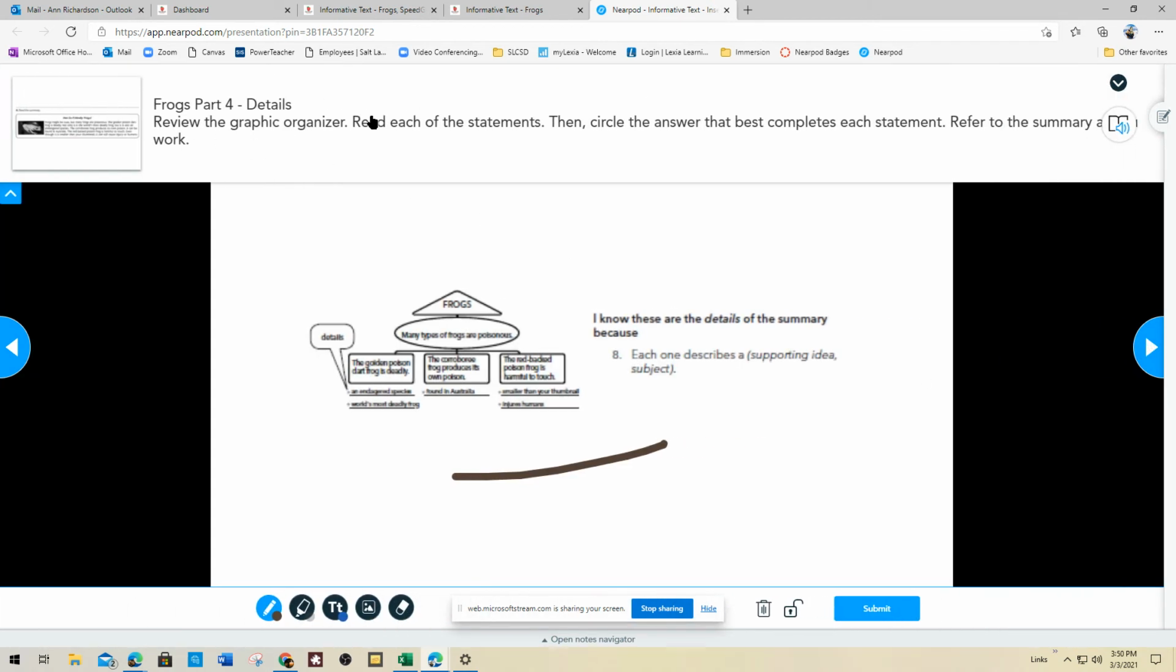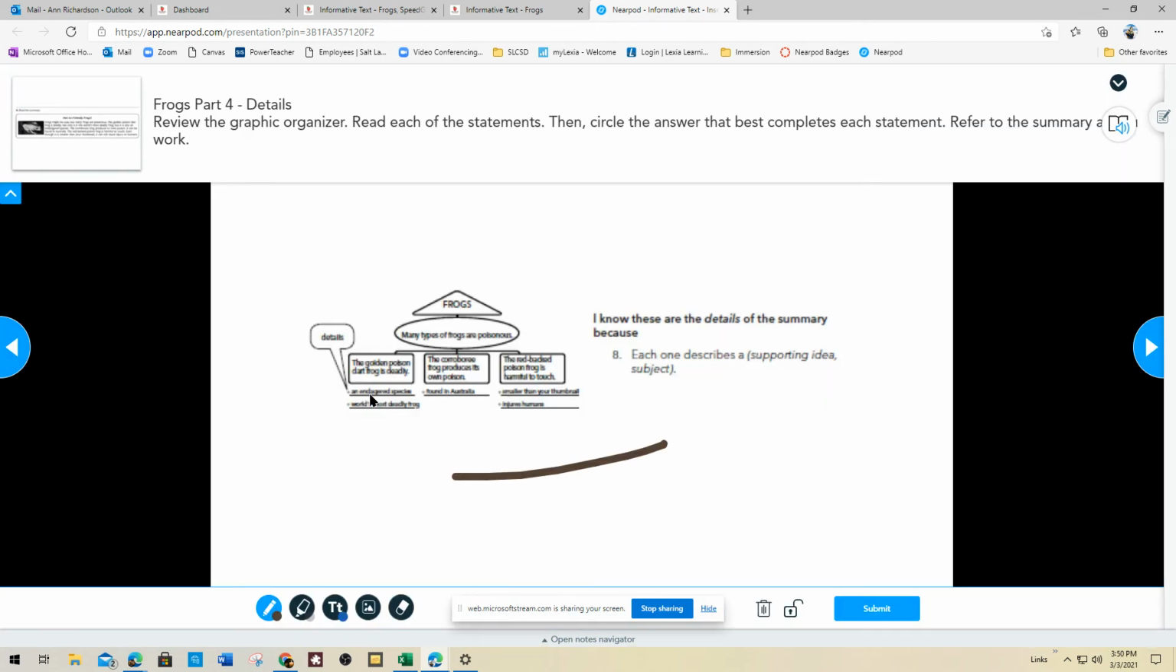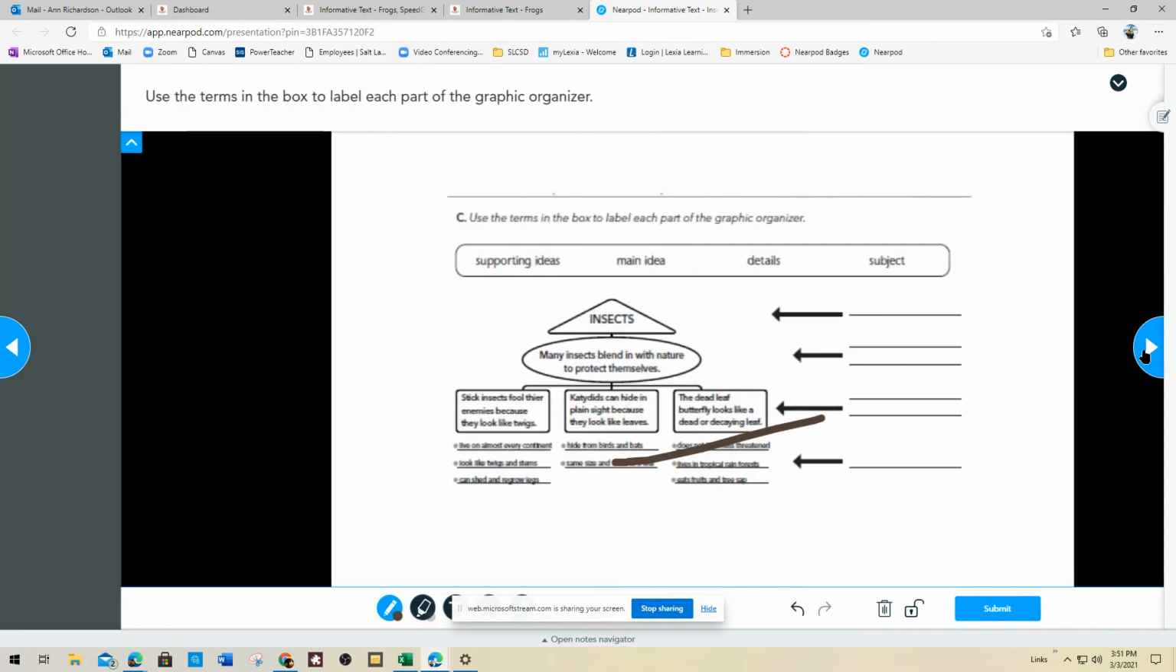All right. This one, again, we are looking for details, right? One's an endangered species, the world's most deadly frog. The corroboree frog produces its own poison. It's found in Australia. The red-backed poison frog is harmful to the touch. It's smaller than your thumbnail. It injures humans. Okay, each one does describe frogs as a subject, but is it more specifically describing the supporting idea? And then you want to circle and underline that.